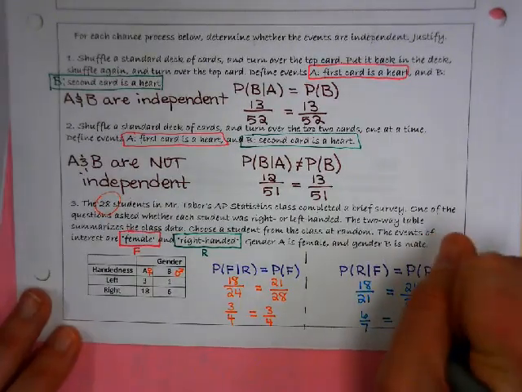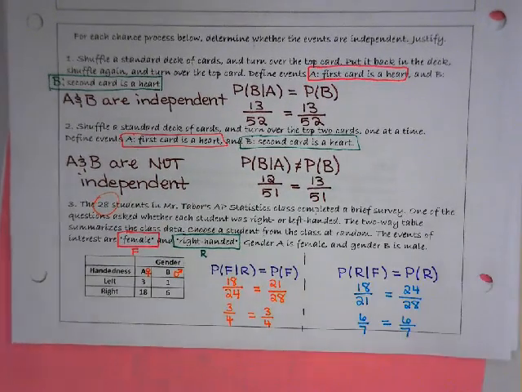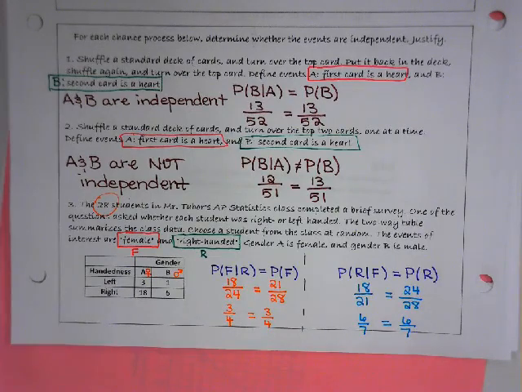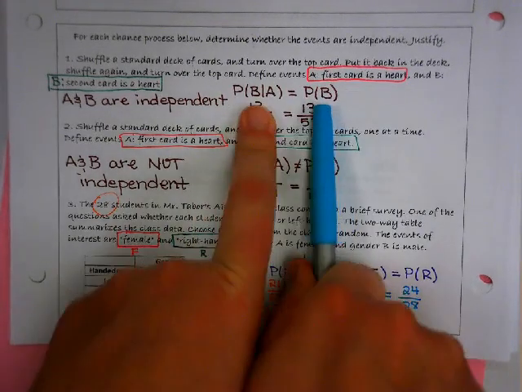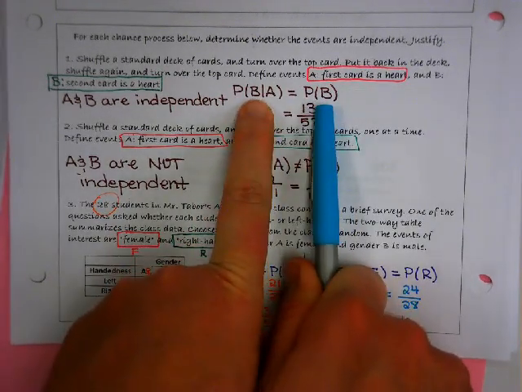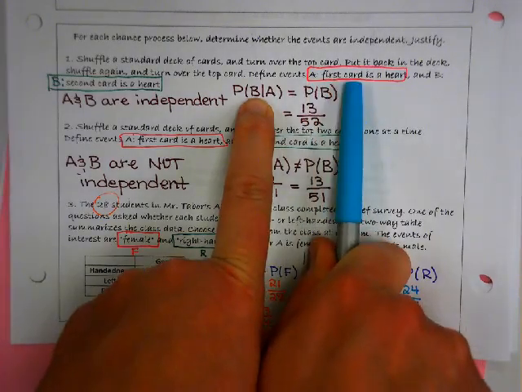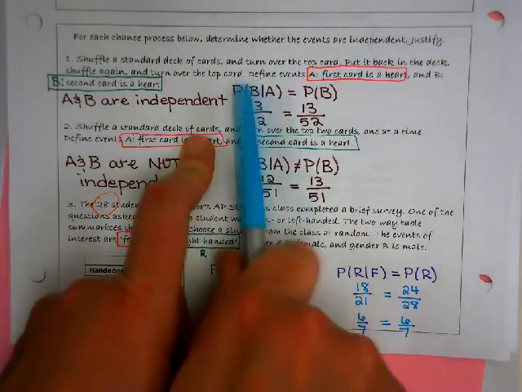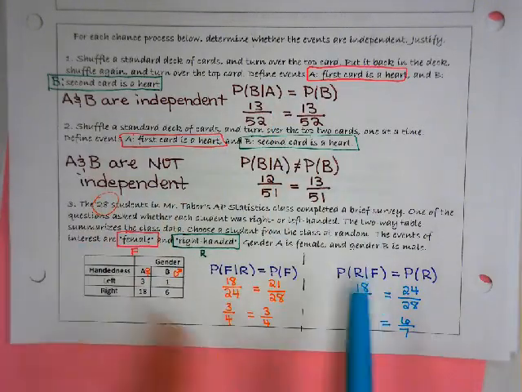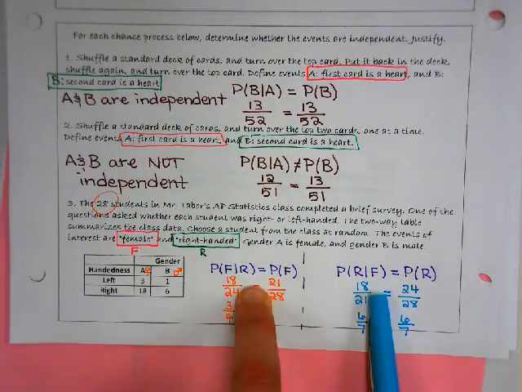So like I said, sometimes the order is defined for you. Here it tells us A is the first card, so it would have to be B given A. Other times it doesn't matter the order for the conditional probability, so that opens up 2 ways to show it.